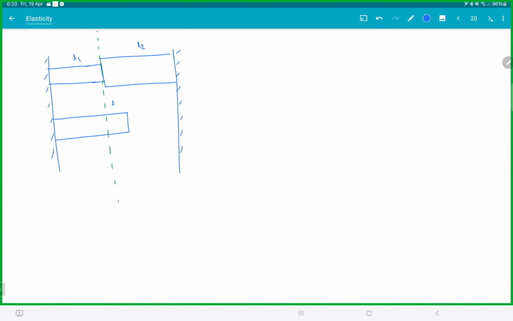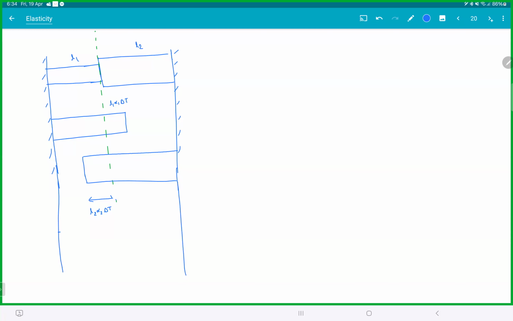And this length will be L1 alpha 1 delta T. If the left rod is not there, the right rod would have expanded till here. And this would be L2 alpha 2 delta T. So you need to understand, the rods will think: we were supposed to be this much. If the other guy was not there, I would have been this much.